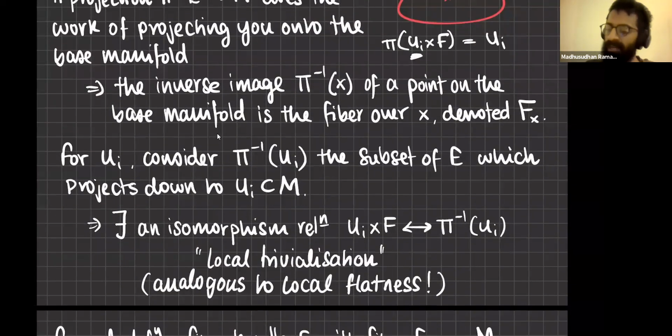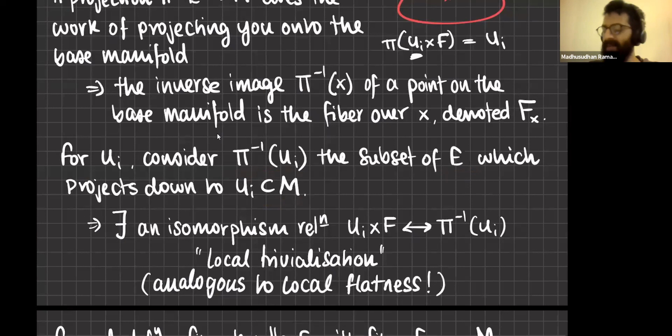So when I have, let's say, a local coordinate patch on the base manifold, and I consider the pre-image of all the points on this coordinate patch. Part of the definition of a fiber bundle, which we'll see formally right now, is that the inverse image of every point in a local coordinate patch is a subset of E, which projects down to M under the projection.